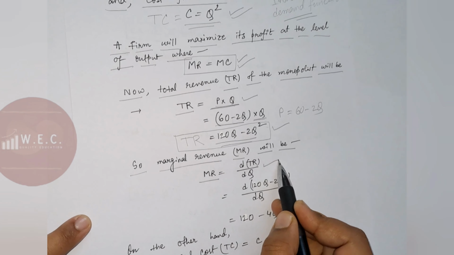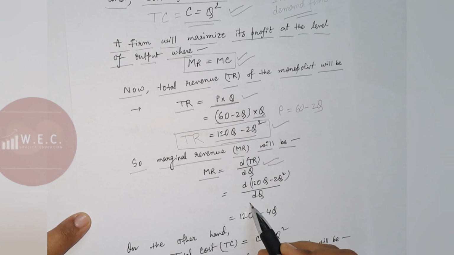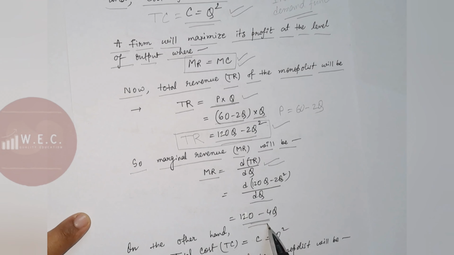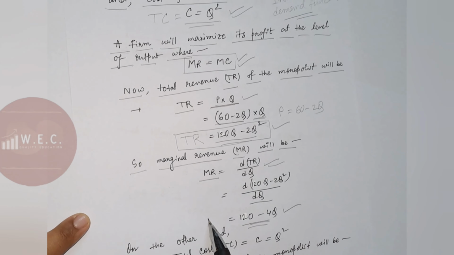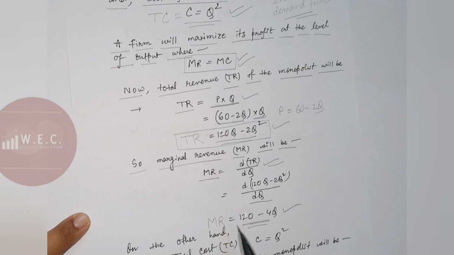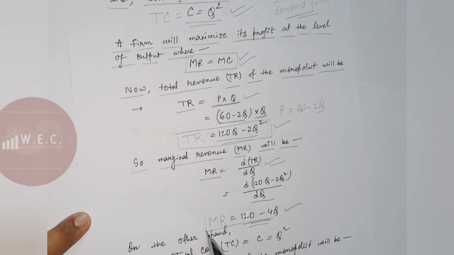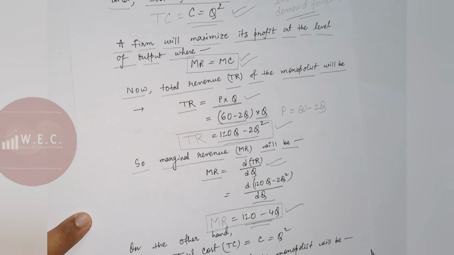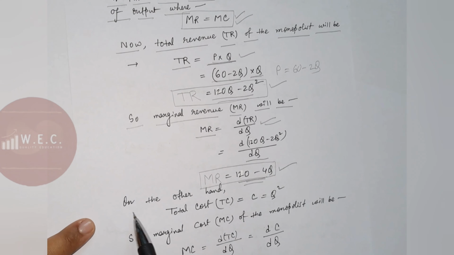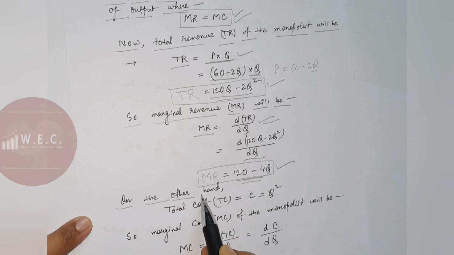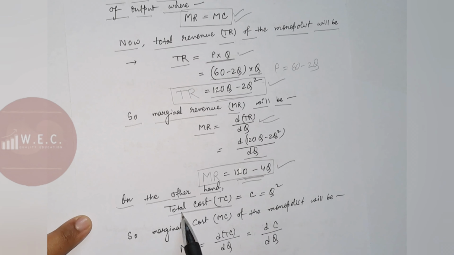Marginal revenue will be the derivative of total revenue with respect to quantity, dTR/dQ. TR you already know, 120Q minus 2Q square. With respect to quantity we have to differentiate it. So we will get marginal revenue is equal to 120 minus 4Q.